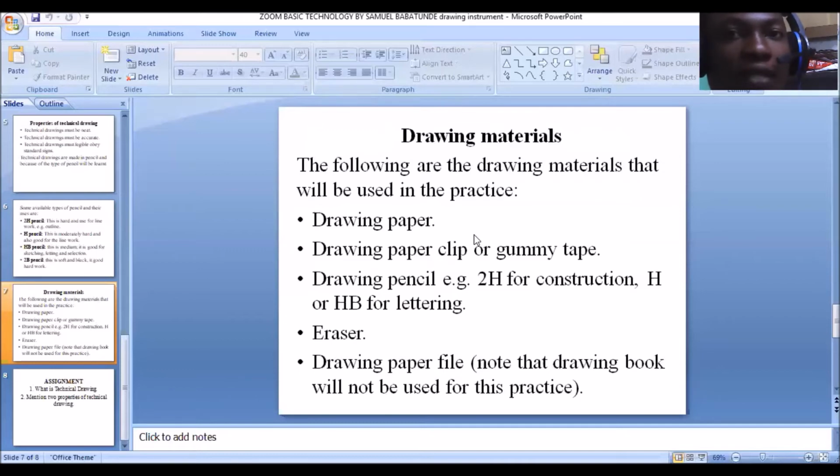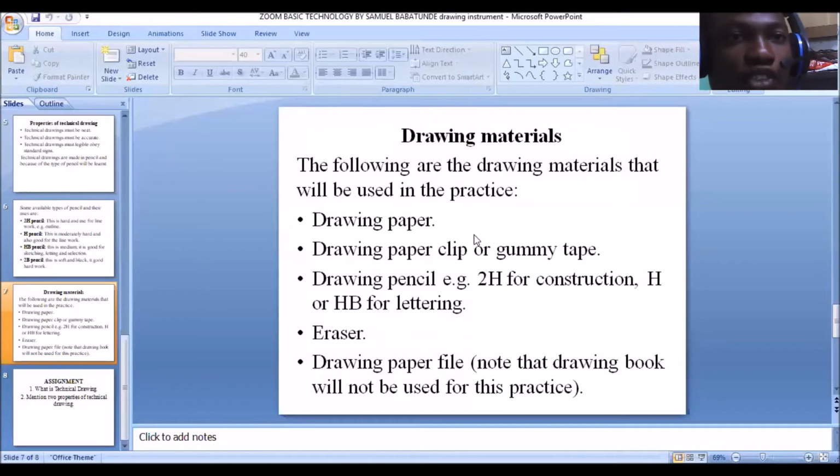Like your drawing paper. You only use one drawing paper per drawing. That is, per technical drawing, you use one drawing paper. But you can use a drawing instrument over and over again. That's just the difference between a drawing material and a drawing instrument. A drawing material can be used up, but a drawing instrument cannot be used up.